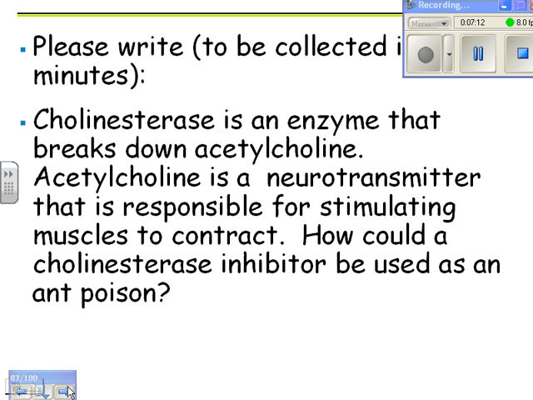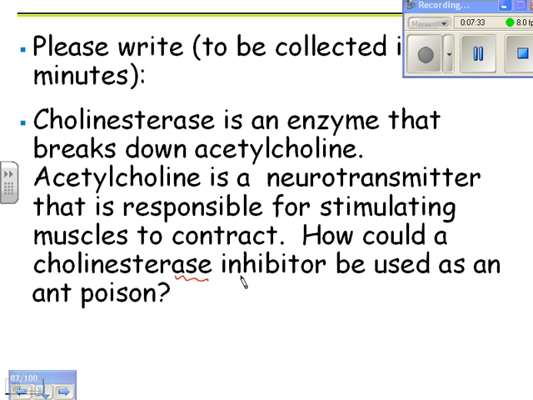Okay, cholinesterase is an enzyme that breaks down acetylcholine. Acetylcholine is a neurotransmitter that's responsible for many things, but one of them is to stimulate muscles to contract. How could a cholinesterase inhibitor be used as an ant poison? And actually there are ant poisons made with cholinesterase inhibitors. So you can think about that and pause it, and I'm just going to tell you now.